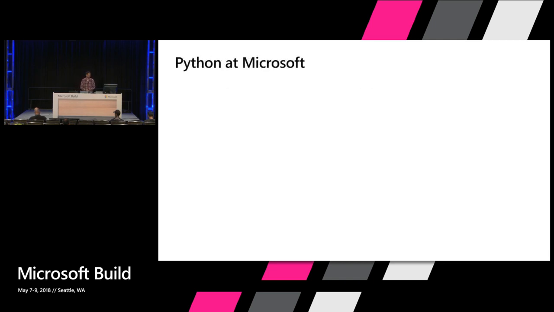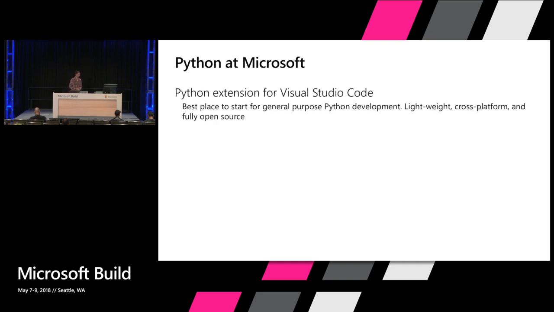So Python at Microsoft. We actually have a really long history of working with Python at Microsoft, but today we've got three main areas that we're investing in. So first is the Python extension for Visual Studio Code. We think that this is generally the best place to start for general purpose light Python development. It's very lightweight, it's cross-platform, and it's fully open source. So that means you can use it on Mac or Linux or Windows.